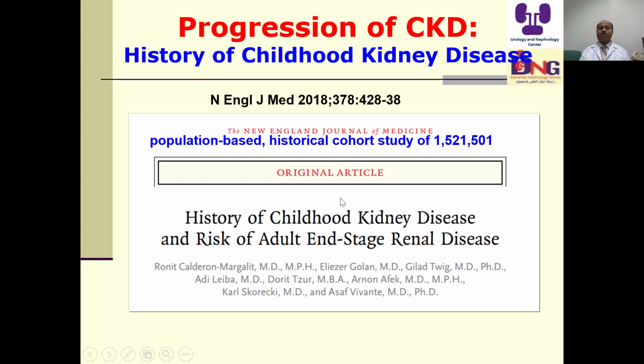Second non-modifiable risk factor: previous history of childhood kidney disease. This is a population-based historical cohort study that included 1.5 million persons and documented that a history of childhood kidney disease is an independent risk factor for the occurrence of end-stage kidney disease later in life. So we should ask about previous kidney diseases like nephrotic syndrome in childhood, pyelonephritis in childhood, etc.